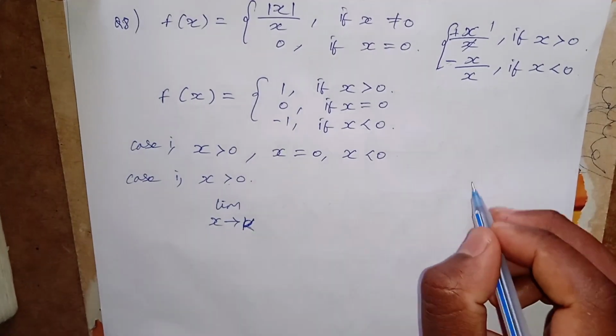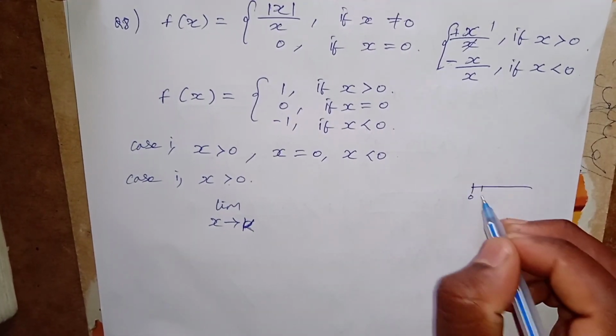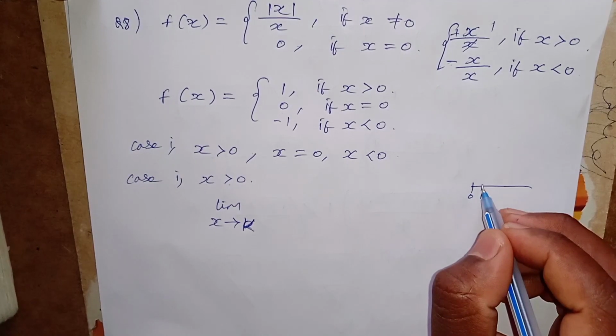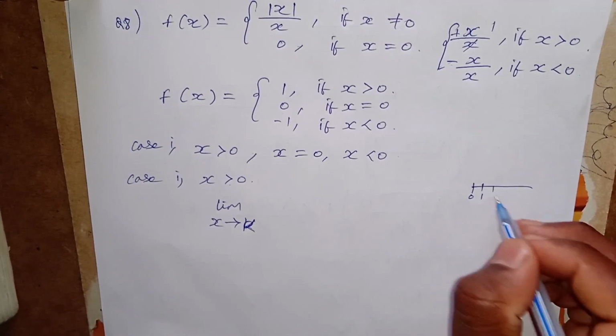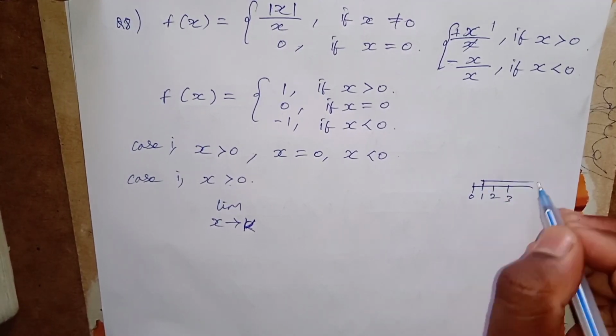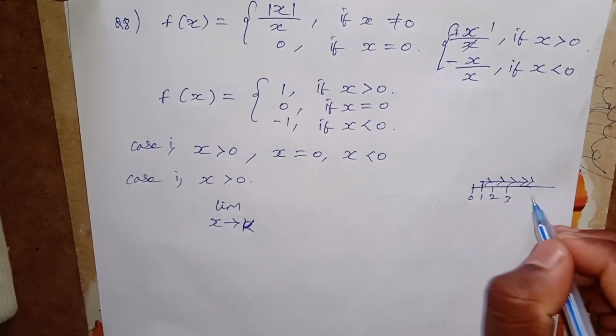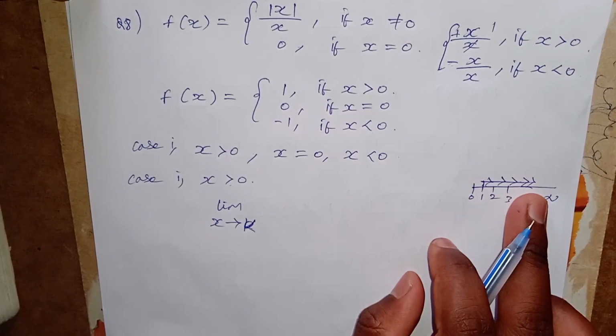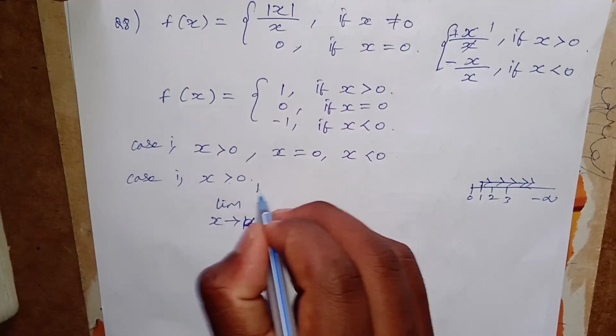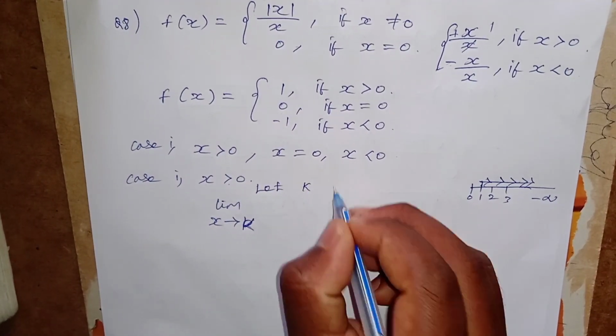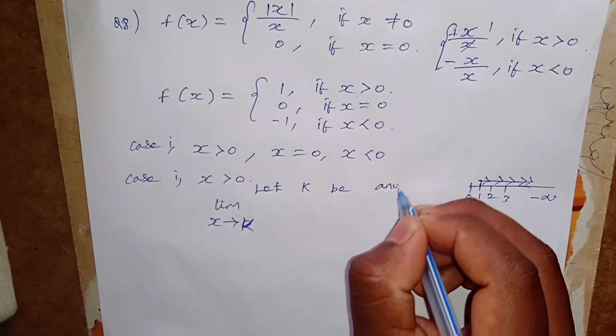You have to take values greater than 0. From 1, 2, 3, you can include all these values, up to plus infinity you can take any value. Therefore here you have to take let k be any real number.